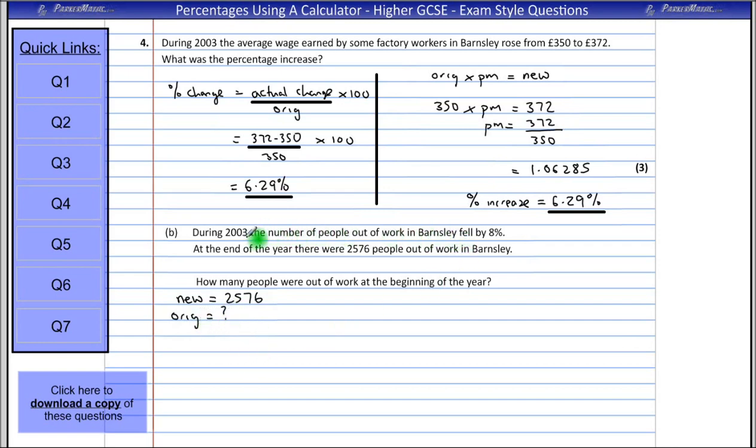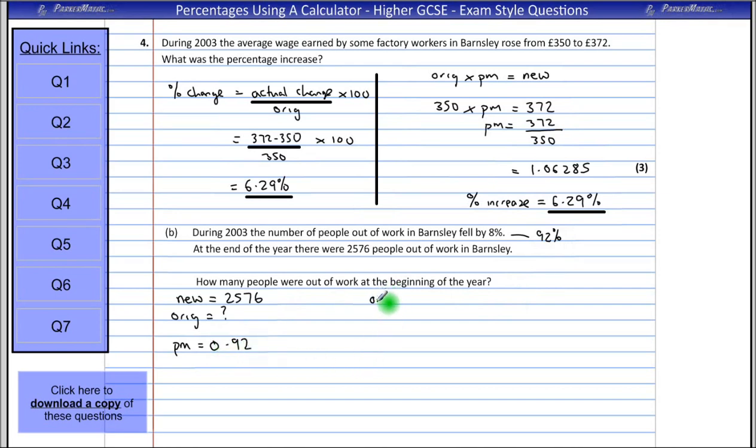If we know that from the beginning to the end it fell by 8%, we can work out our percentage multiplier. Imagine they started out with the original amount being 100% and we reduce that by 8%. That means we're trying to find 92%. So our percentage multiplier is 0.92.